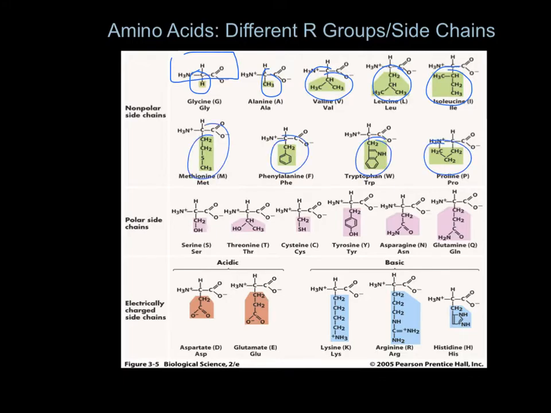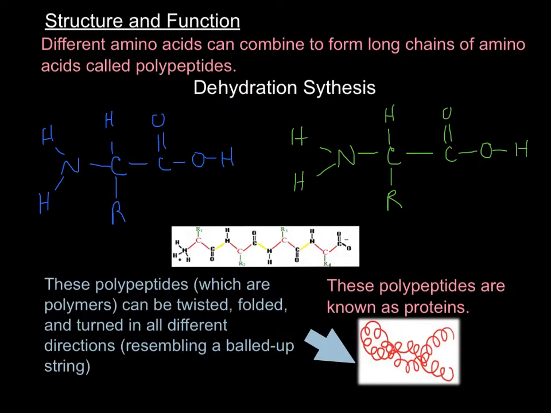I'm not going to have you memorize all these side chains. You will in a biochemistry class or a different chemistry class in the future. But for right now, just know that there are 20 different ones that an amino acid can have. These side chains all here. Now, if we look further into the structure of an amino acid and further into the structure of how proteins are created, we have to think about how these amino acids work together. So different amino acids can combine together to form long chains of amino acids, which we call polypeptides.